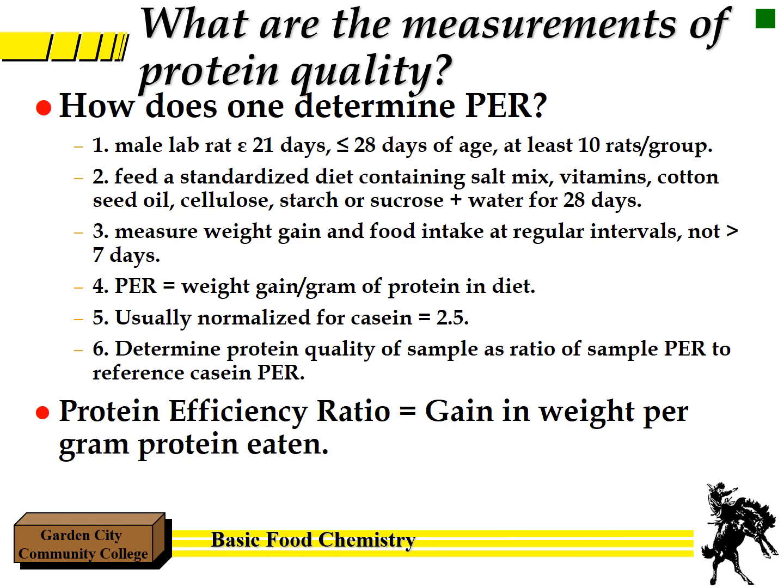And then they'll determine protein quality of the sample as a ratio of sample PER to the reference casein PER. So that protein efficiency ratio basically is going to equal gain in weight per gram of protein eaten. So what that's calculating is how much of that protein is actually resulting in a pound or a gram or a kilogram of weight gain.